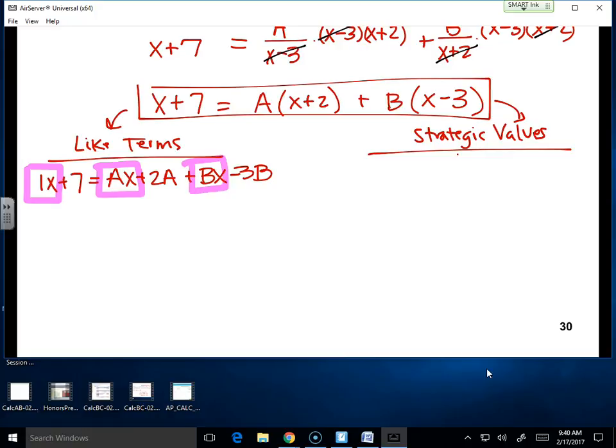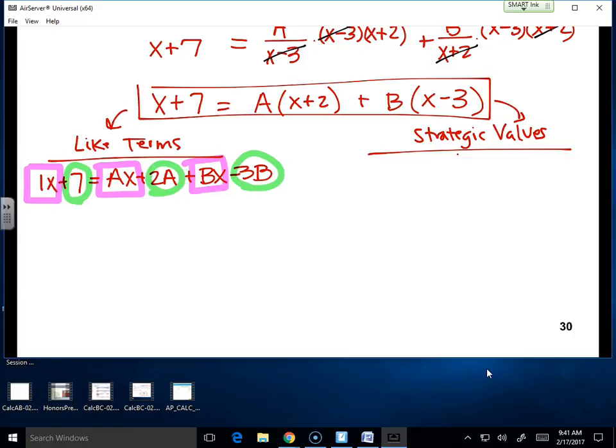Careful of the signs. And I see constant terms. The x terms have x's, the constant terms don't. From this, we can go ahead and make the following equations.